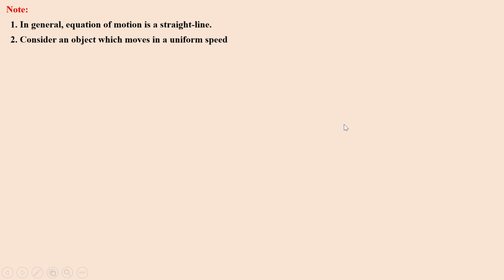In general, equation of motion is a straight line. So normally we consider equation of motion of a point or some object is a straight line in general, right? Consider an object which moves in a uniform speed. That is important. Uniform speed. X-axis denotes the time taken, right? And y-axis denotes the distance traveled, right?